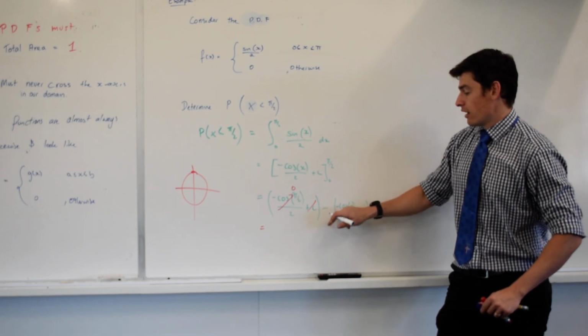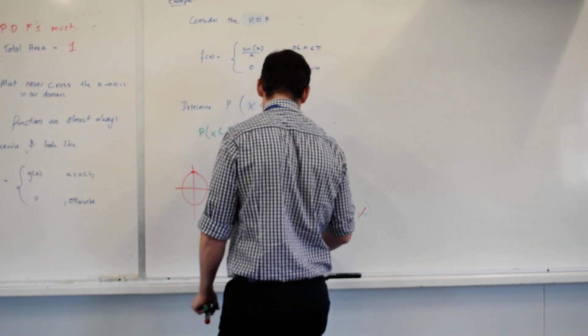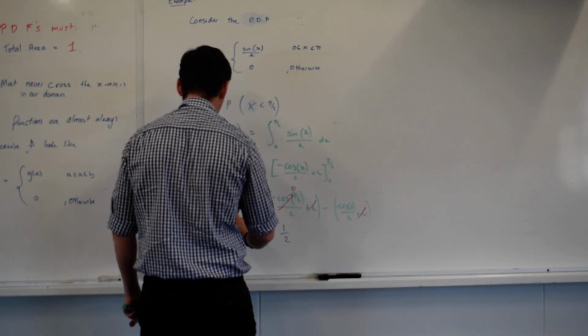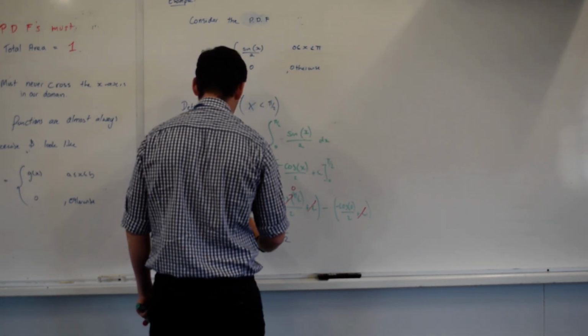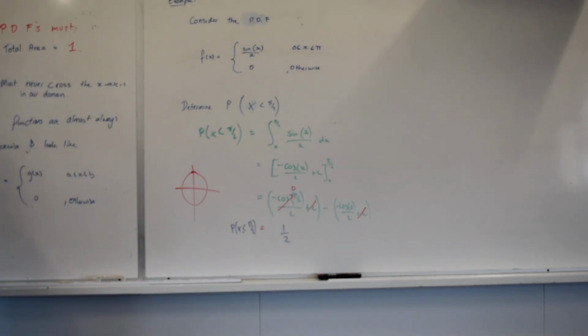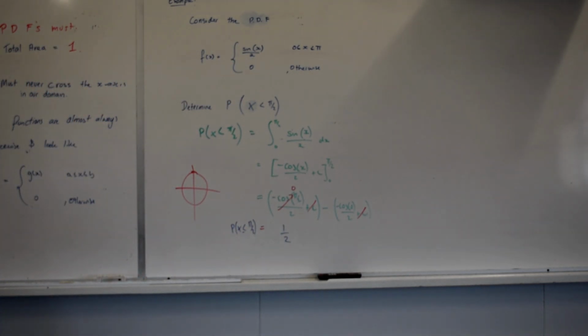We carry the two negatives, so what's the answer going to become? 1/2, take 0. We don't need to have units because it's a probability. So what's the probability of that occurring? 1/2. Half, okay, which is 50%.